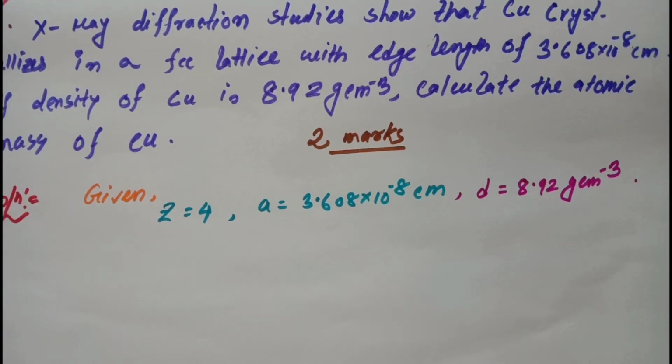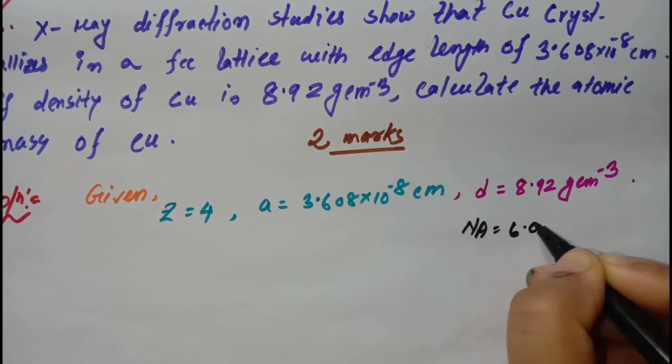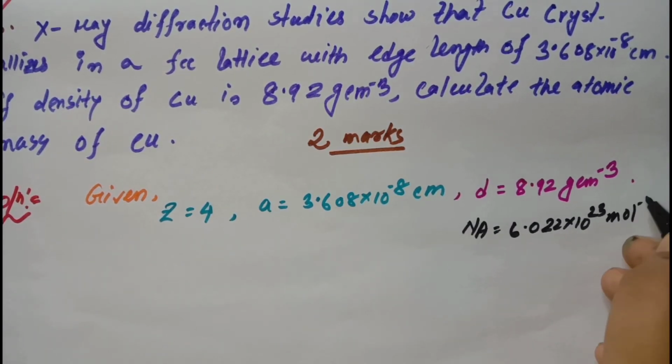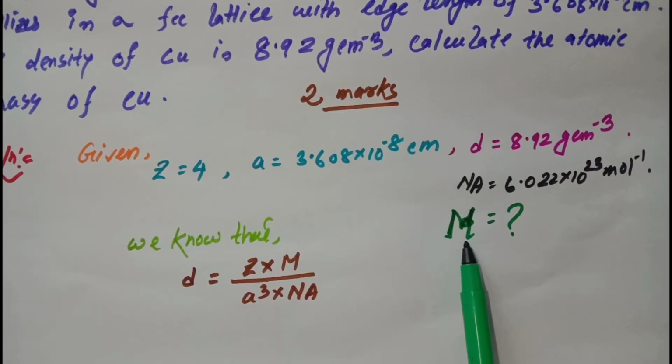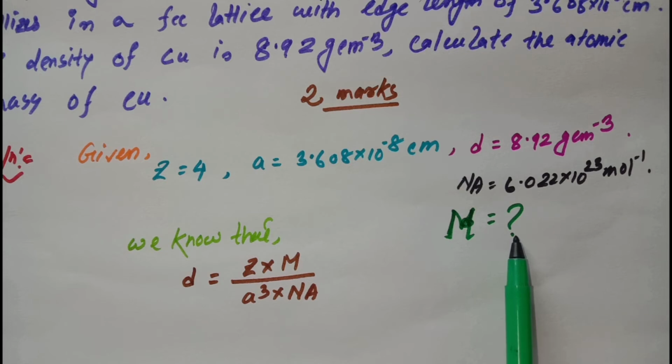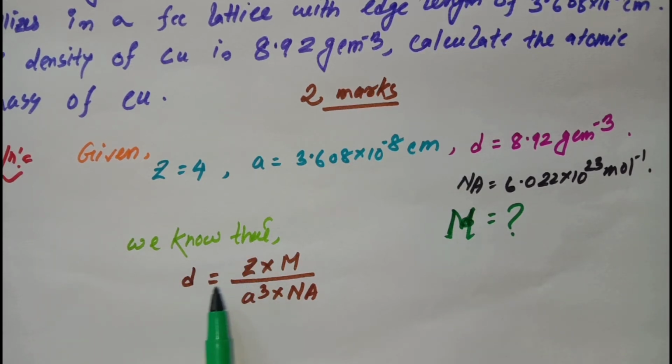Also we know the value of the Avogadro constant. So now we have to calculate the value of atomic mass or molar mass, so M is equal to question mark. Now we know that density equals Z × M by a³ × N_A, and from here we can calculate the value of atomic mass.